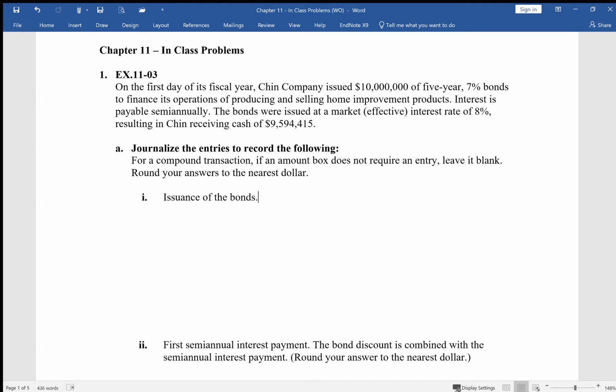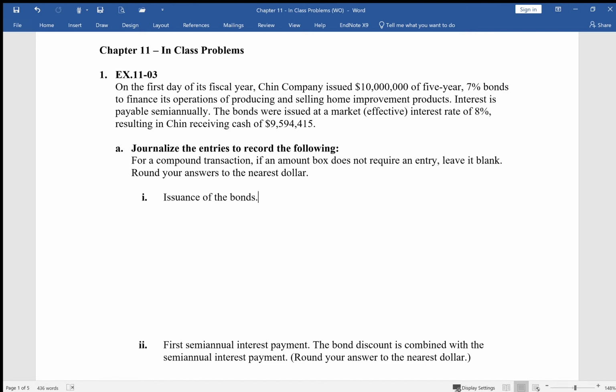Interest is paid semi-annually, and the bonds were issued at a market interest rate of 8%, resulting in Chin receiving cash of $9,594,415. And it says to journalize the entries to record the following. So the first thing we want to do is to record the issuance of the bonds.